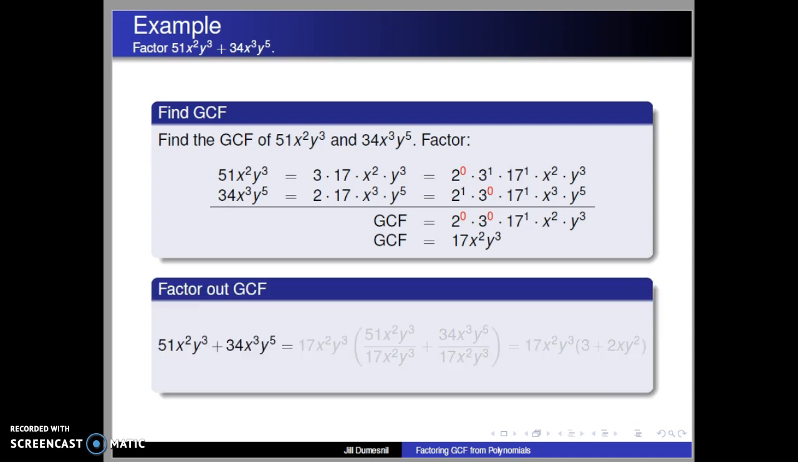Now we want to factor out the GCF. The GCF was 17x squared y cubed. Again, the remaining factor is found by dividing each term by the GCF. We get 17x squared y cubed times the quantity 3 plus 2x y squared. Once we get better at factoring, we omit writing the middle step in the factoring process.